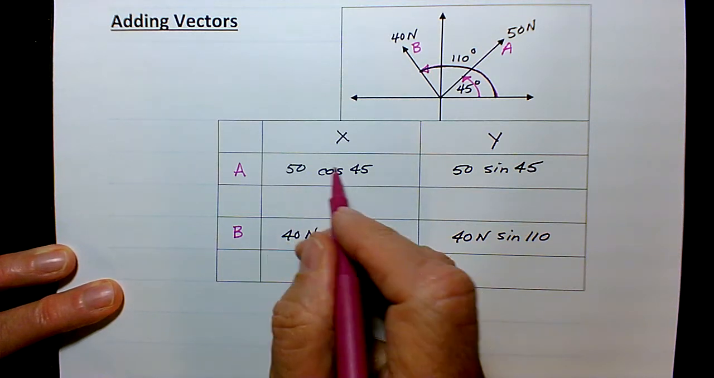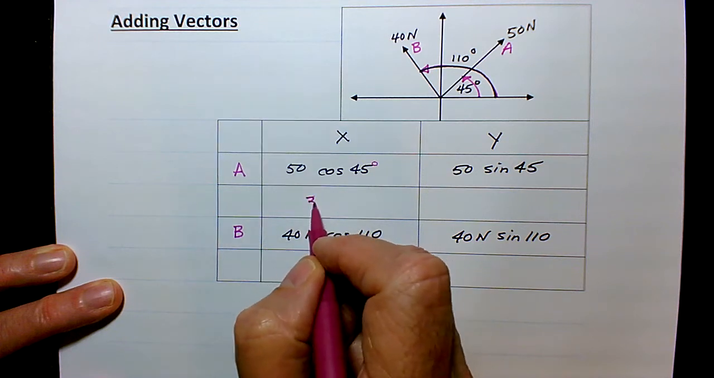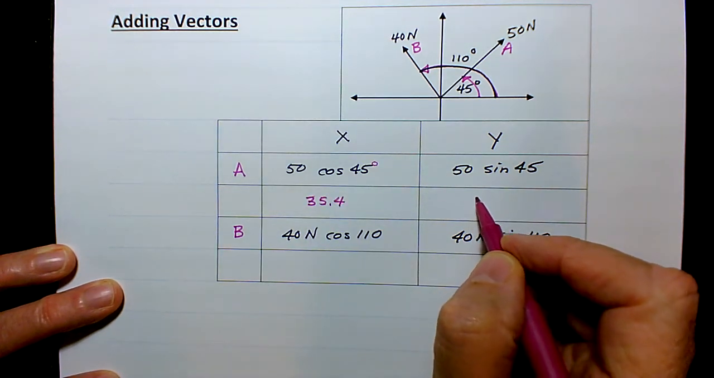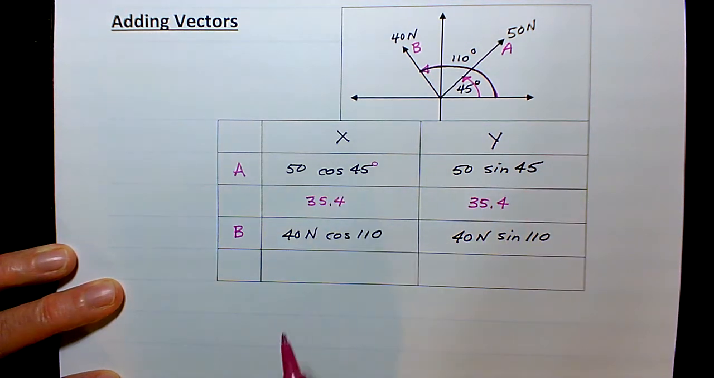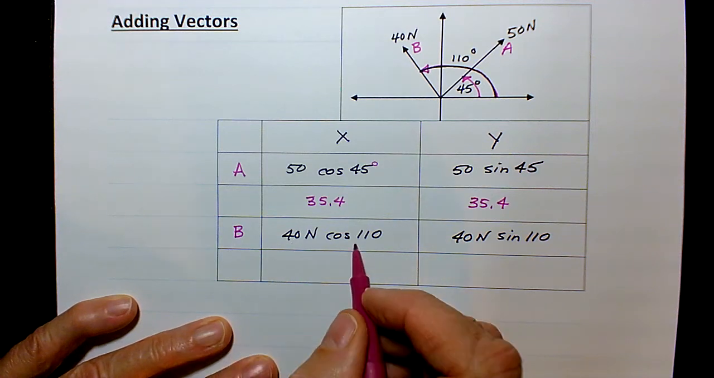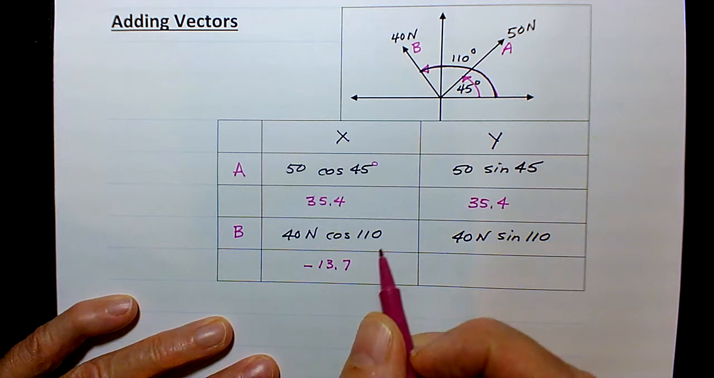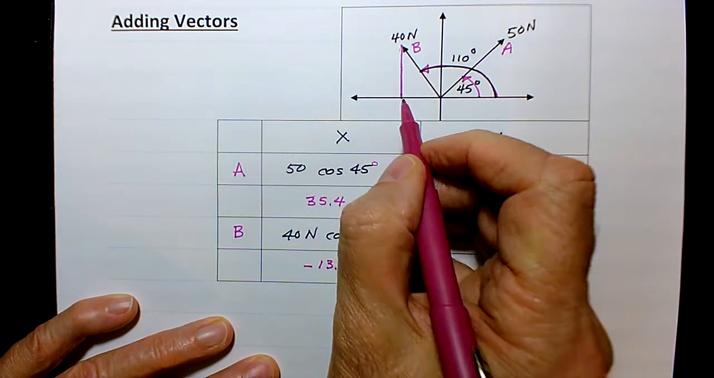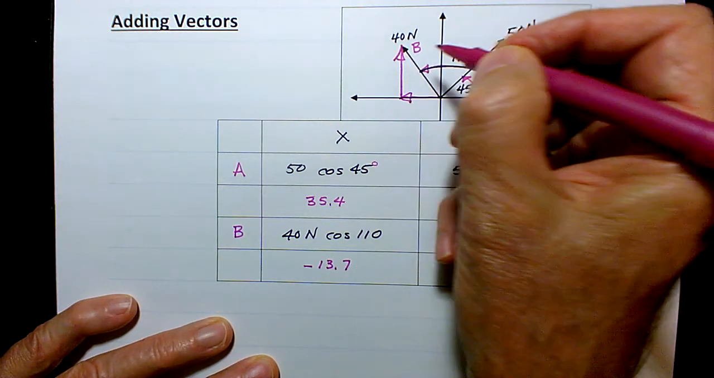So when we evaluate this, and make sure you're in degree mode, this is 35.4. This evaluates to also 35.4 because sine 45 and cosine 45 have the same value. 40 cosine 110 gives you negative 13.7, which means that when we look at the x and y components of this vector, it has a negative x component and a positive y component.